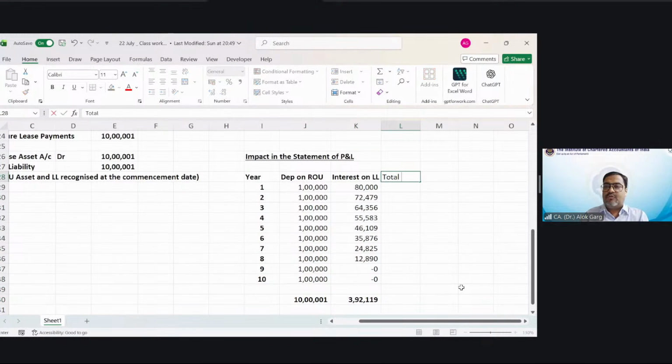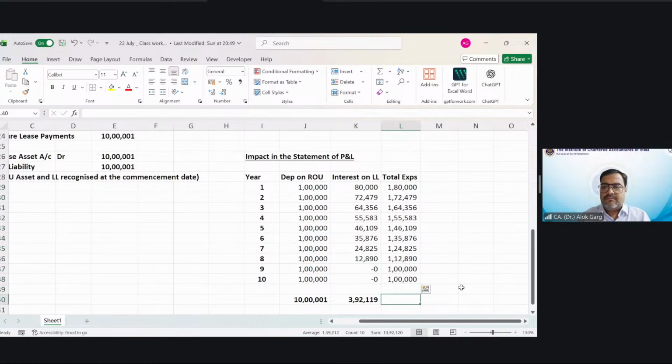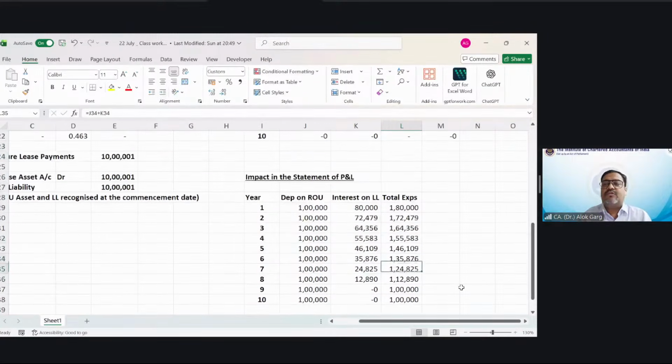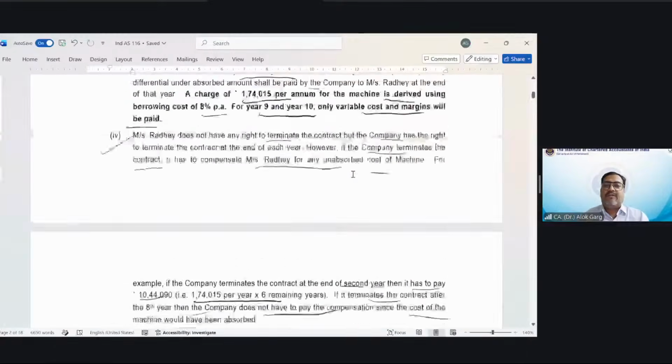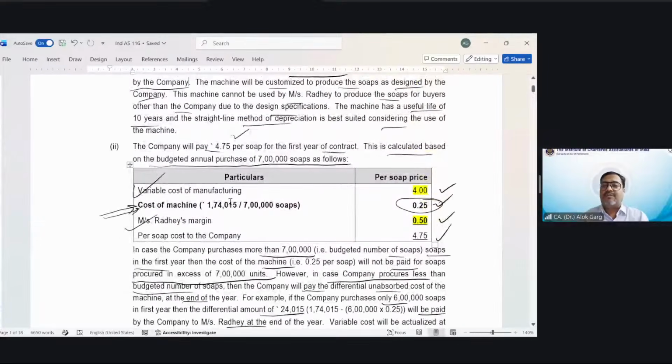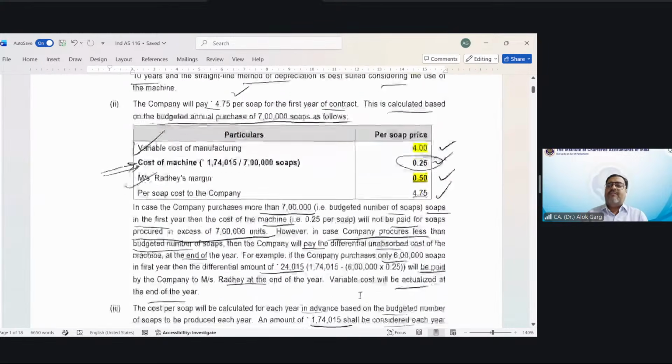What is your total expense? Your total expense is 1392,120. Okay, this is your total expense, right? In addition to this, 4 rupees 75 paisa you are paying per shop, right? But 25 paisa belongs to the cost of the machine. Otherwise, this variable cost and margin, 4 rupees 50 paisa you have to pay per shop which you procure, right? So that will also go to the P&L.